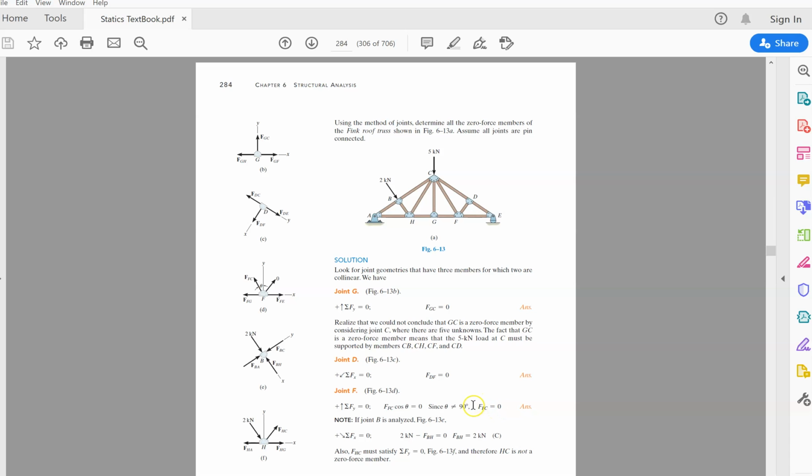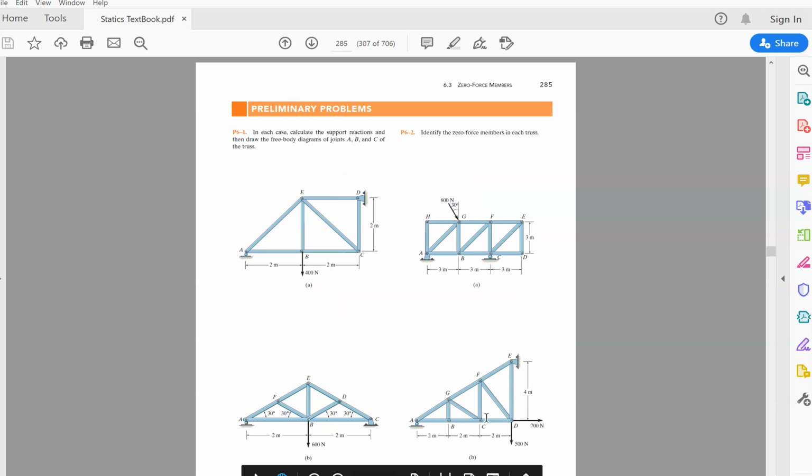The next one would be at point H. Let's look at point H. At point H, we have 2 kilonewton from the external force here. So HA is balanced with HG, but you cannot say HC is 0. It's not a zero force member, because this HC can be balancing this 2 kilonewton. That's the reason why you cannot strike off. So in total, you are striking off GC, DF, and FC, three force members. Okay, so we have completed subchapter 6.3.